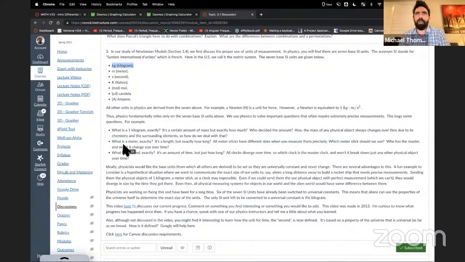Same thing with the meter. How long is a meter? We've got a meter stick in our class. It's about this long. Well, how do I know that's a meter? Who made that meter stick and how did they make it? What meter stick did they use to compare to create the one that they created? So we have a lot of issues here. Same thing with a second. How long is a second precisely? We all have clocks, but clocks all have errors. So who has the master clock?